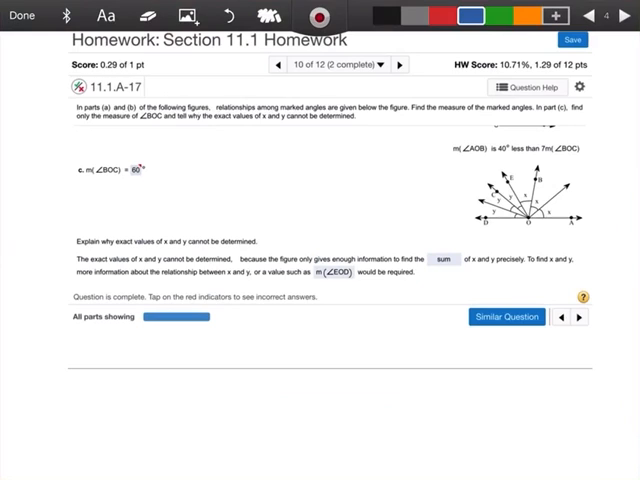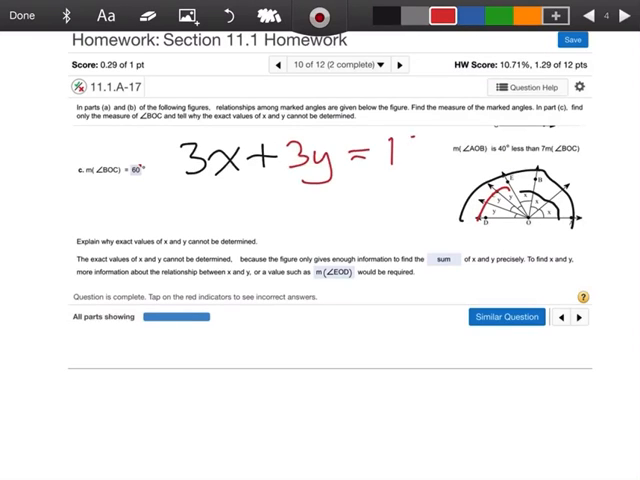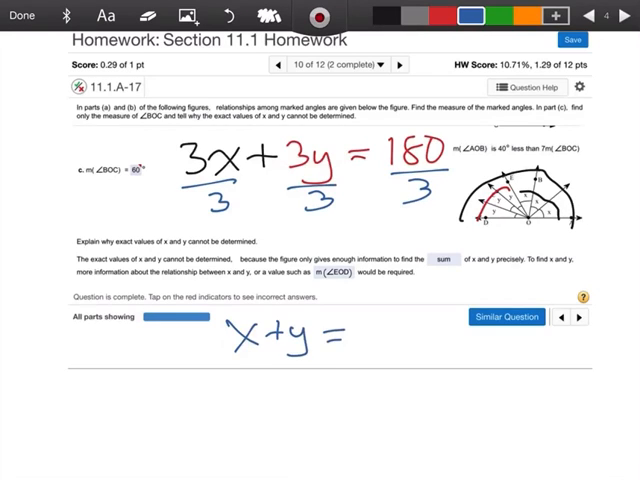So what do we know? Let's take a look at some of the pieces of information that we know. We know that this here is a straight angle, okay? So let's take a look at how this angle is formed. We have 1, 2, 3 x's. So 3x plus 3y is going to add up to 180, right? So one thing we can do is divide everything by the number 3, okay? And if we do that, we're going to end up with x plus y equals 60 degrees, okay?